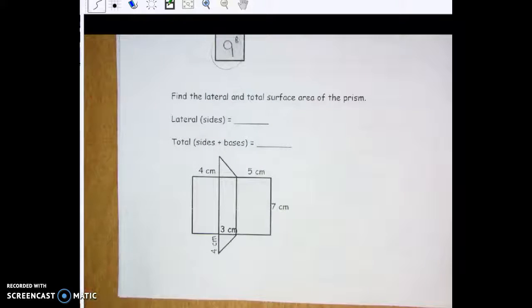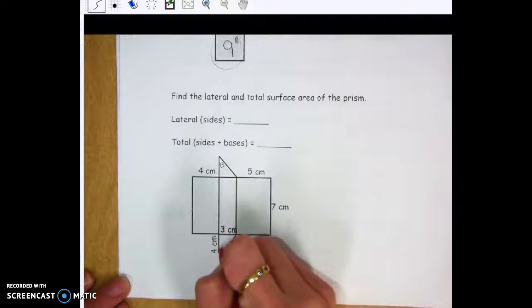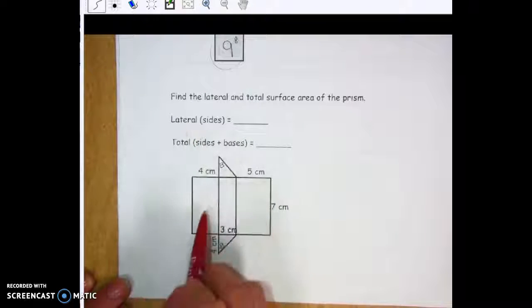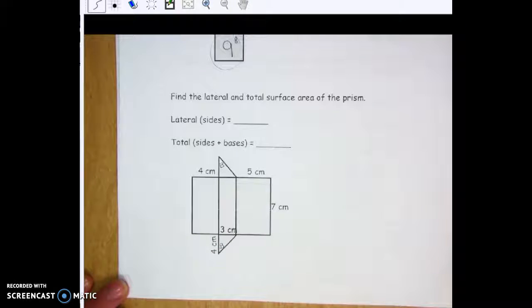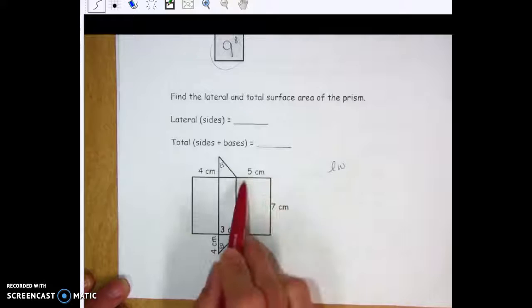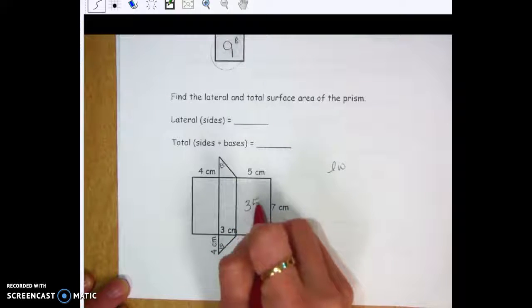All right, look at this one. This one is a triangular prism. So that means these triangles are my bases. So there's a base and there's a base. To find the lateral surface area, I'm going to find these 3 rectangles. A rectangle is length times width, or base times height. This one is a 5 by 7, so it's 35.